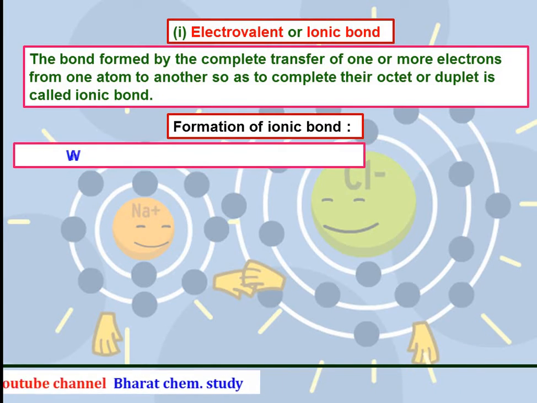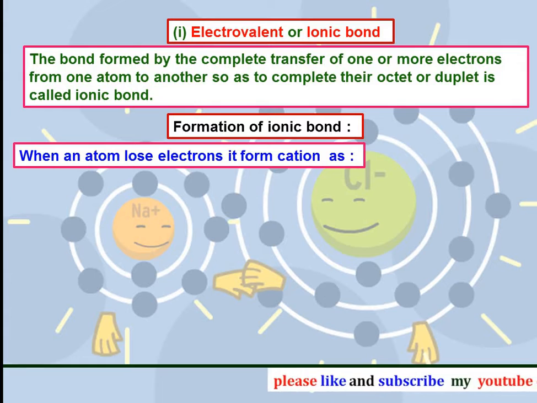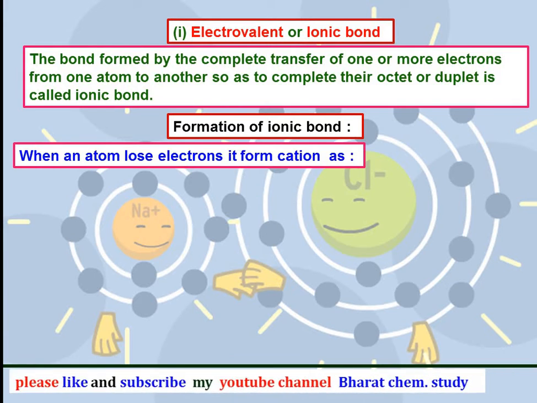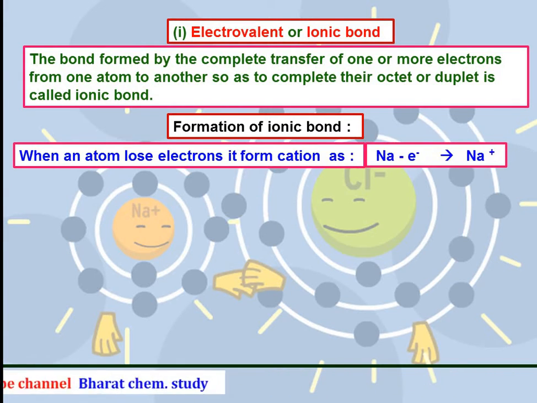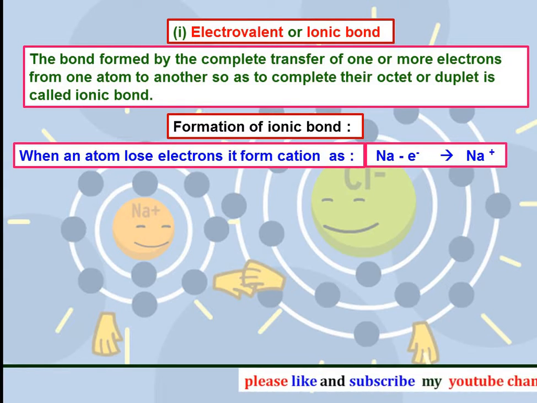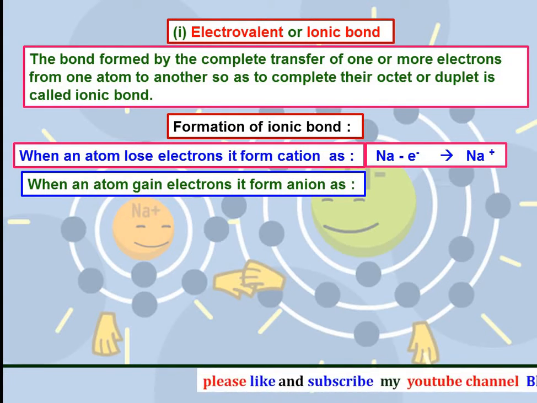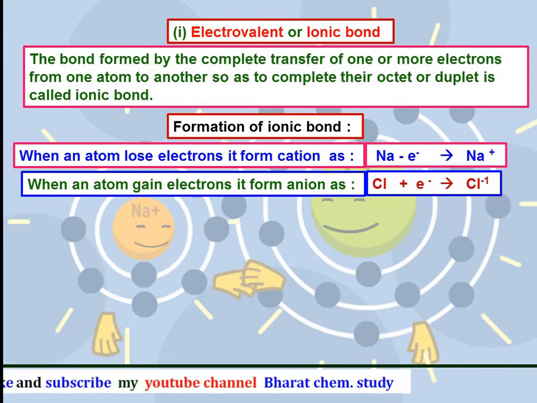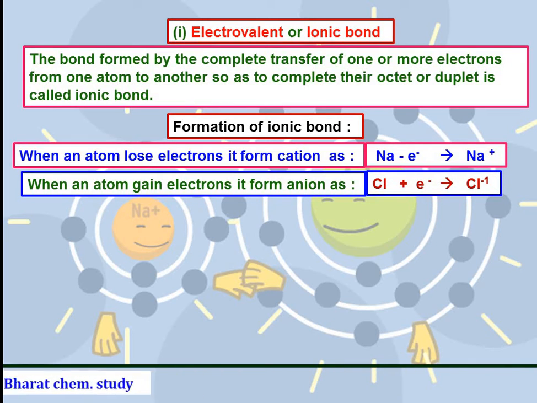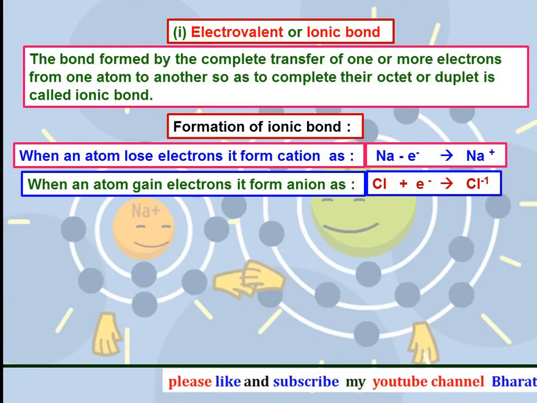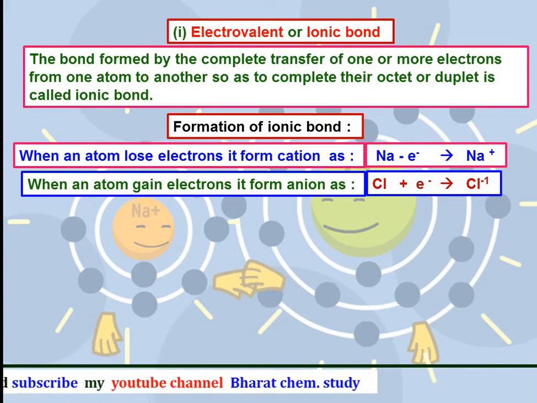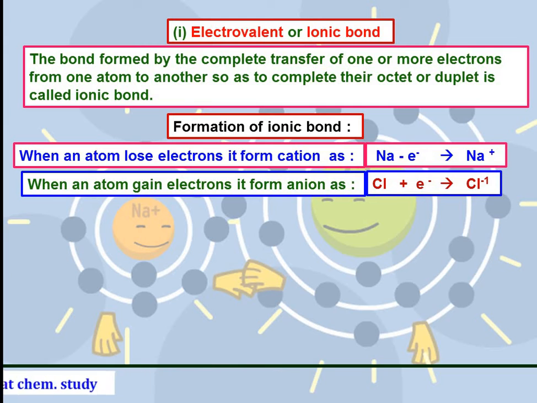Formation of ionic bond. During the formation of an ionic bond, an atom loses electrons to form a cation. For example, in case of NaCl, first sodium loses an electron and forms Na+ ion, and another atom will gain an electron and form an anion. Let's take the example of chlorine: chlorine gains an electron and forms Cl- ion. So during the formation of an ionic bond, one atom first loses an electron to form a cation, and the second atom of another element will gain that electron and form a negative ion.